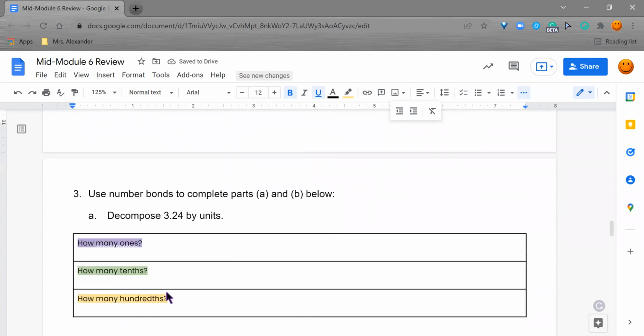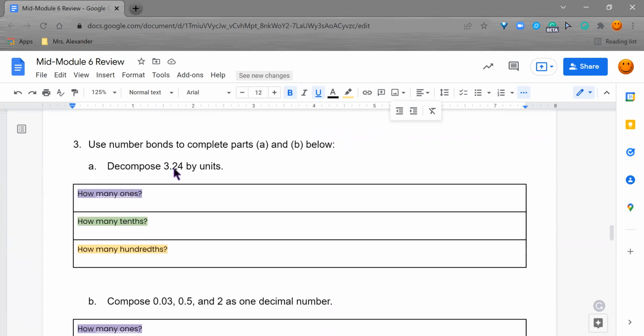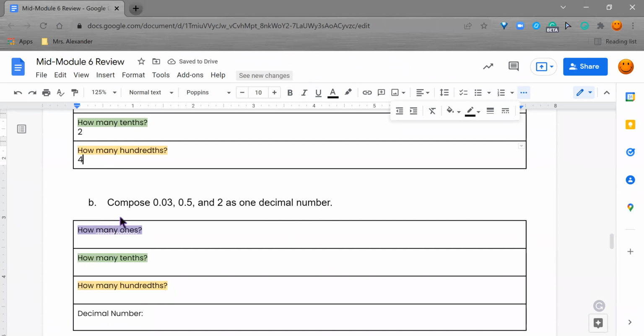And then our last couple, use number bonds to do this. So decompose 3.24. So I have 3 ones, I have 2 tenths, and I have 4 hundredths. And then this one says we have to put it together. So how many ones do we have? It looks like we have 2 ones, 5 tenths, and 3 hundredths. So if we put it together, we have 2.53. See that? Not too sure why it colored it, but we can fix that.